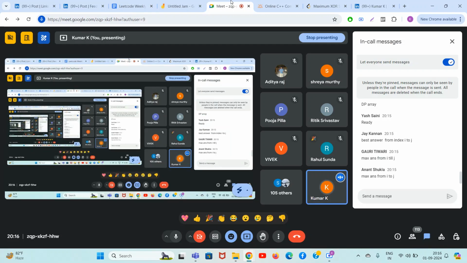Yes, Rahul Sunda, nice name. But the thing is that we need to think what to do, how to calculate this. So थोड़ा इजी चीज़ों की बात करते हैं.